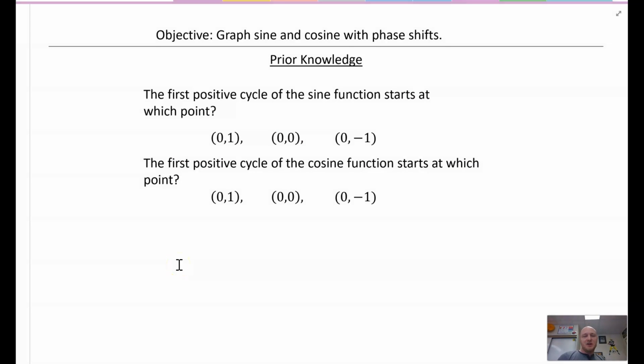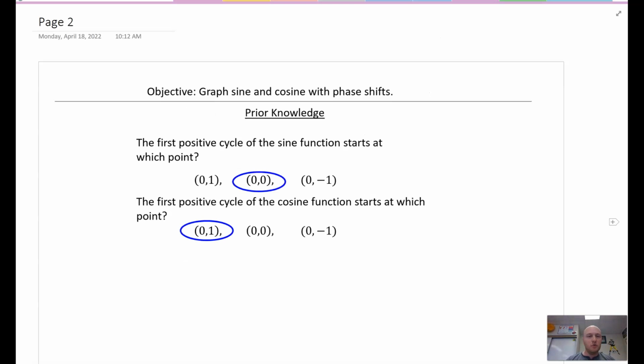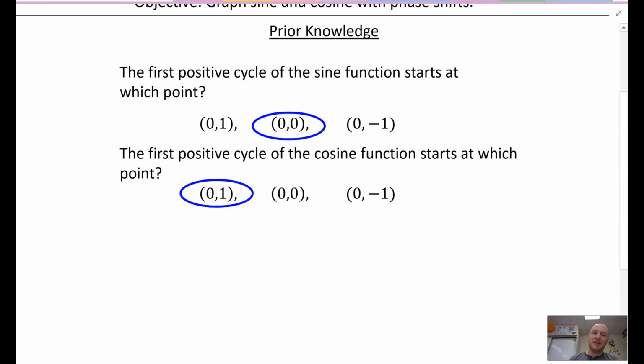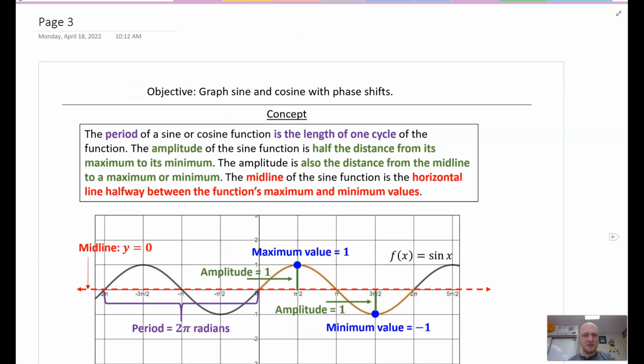All right. So prior knowledge, let's first recap. Where does a sine and a cosine function start? At what point? Very good. The sine function will start at the midline, and the cosine function will start at the maximum, unless there's a reflection. Yes, I know you knew that. Good job. Just checking to make sure.